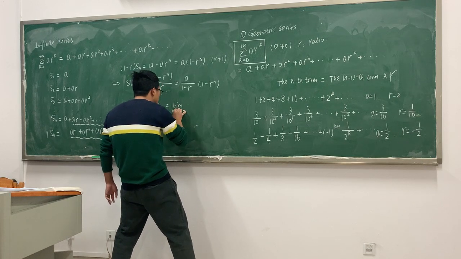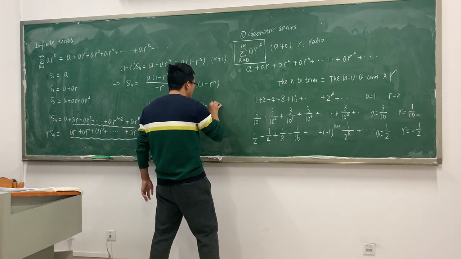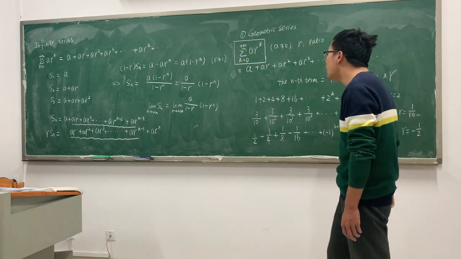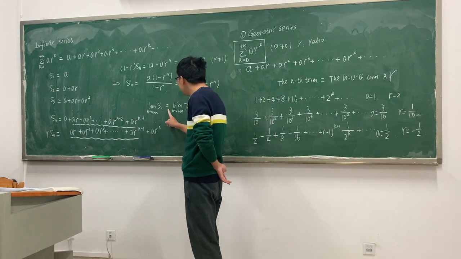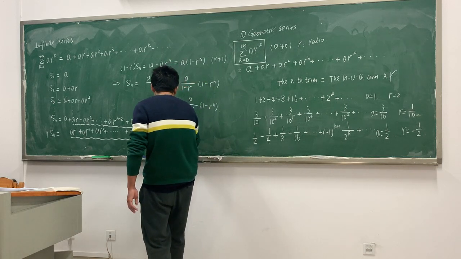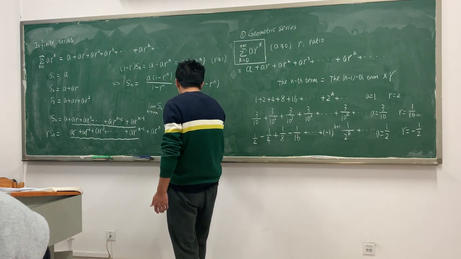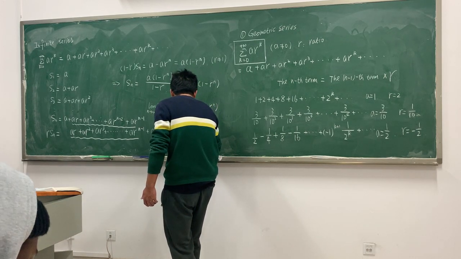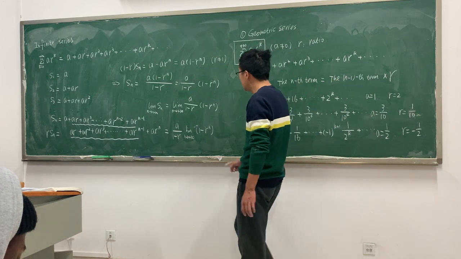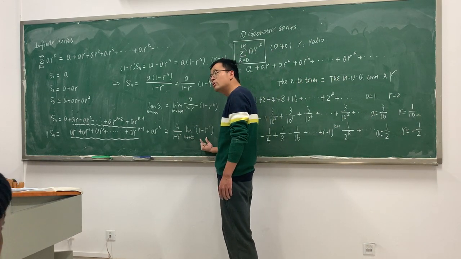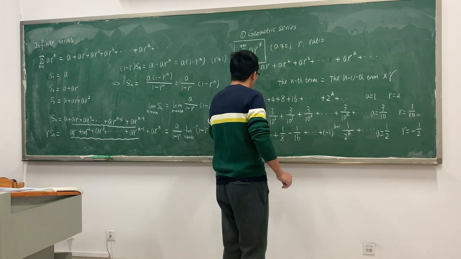The limit as n approaches plus infinity of A by 1 minus R times 1 minus R to the nth power. Now A by 1 minus R is a constant, and a constant can move through the limit sign. So this equals A by 1 minus R times the limit as n approaches plus infinity of 1 minus R to the nth power. The limit of a difference equals the difference of the limits.